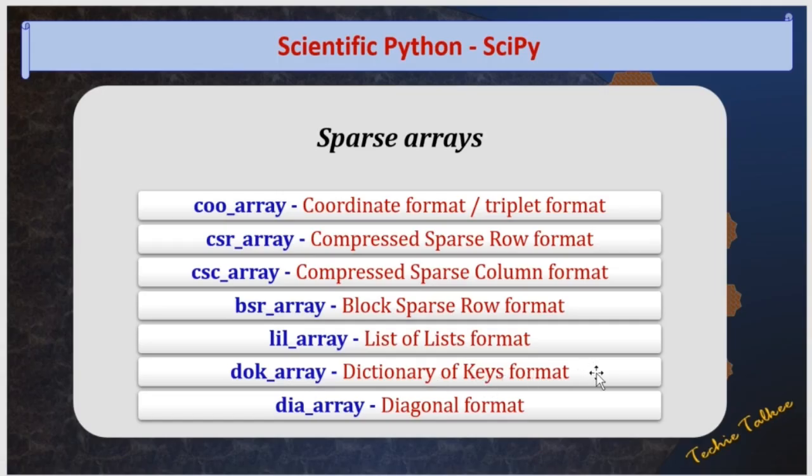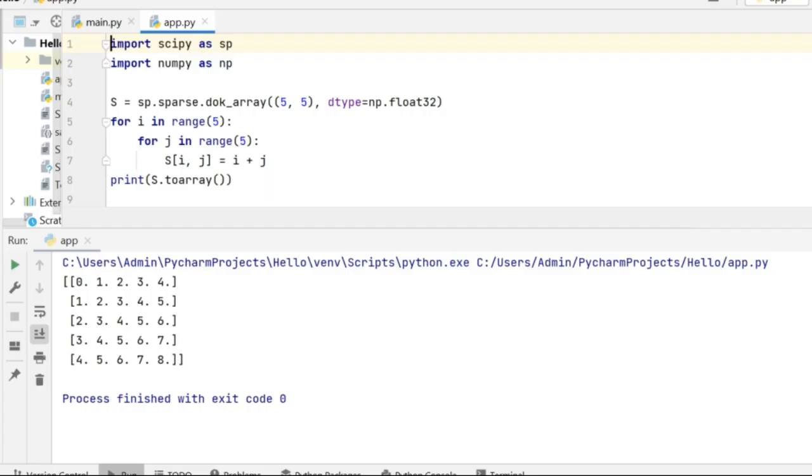The next type of array that we have is the dictionary of keys based sparse array. This is an example where we are creating values based on a dictionary of keys. Furthermore, this is an efficient way of creating sparse arrays incrementally. So first we are creating an array of 5, 5, and then we are incrementally updating the values of each of these coordinates based on the for loop.